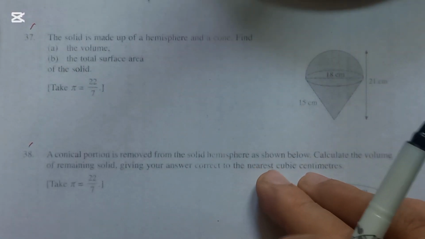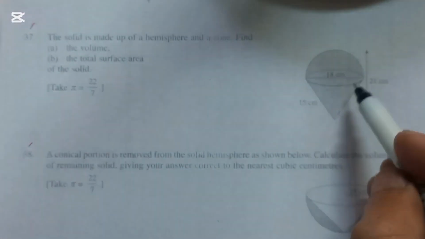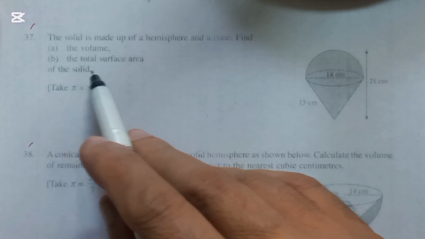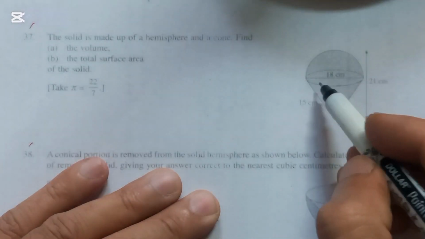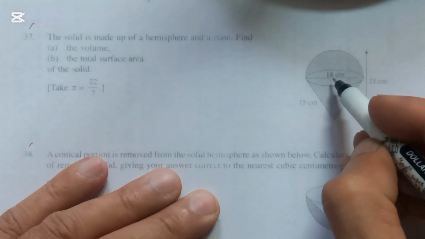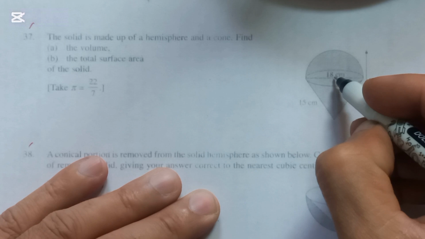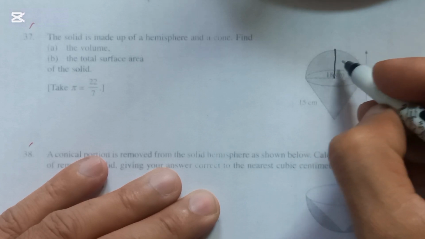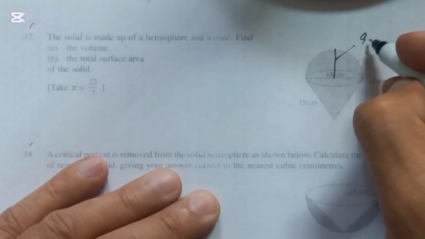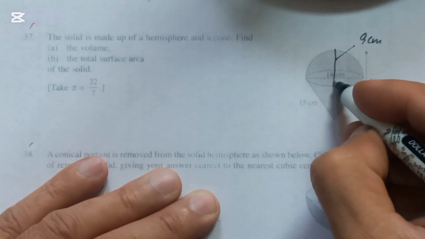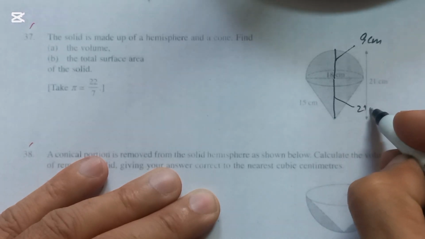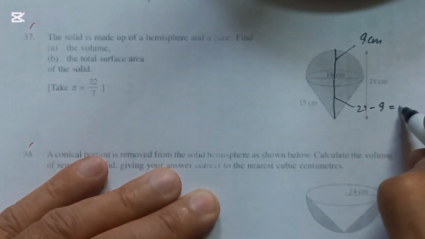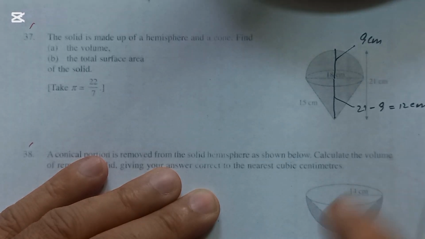Question number 37's statement is: the solid is made up of a hemisphere which is on the top and a cone which is at the bottom. Find A part the volume, B part the total surface area of the solid. Pi is given 22 by 7. So this is 18, diameter is given, so it means 9 is the radius. From here we have this is 9 centimeter. So height of the cone will be 21 minus 9, equal to 12 centimeter.